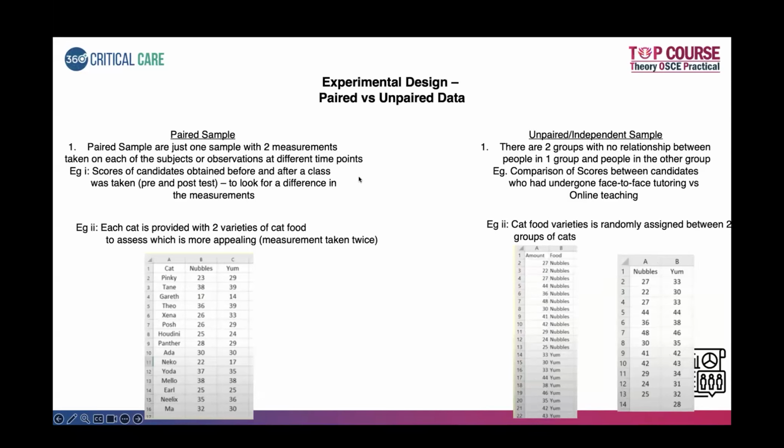So just to summarize, paired data: one sample, two measurements. In unpaired data or independent samples, there are two groups. The samples in these two groups have no relationship between each other. So that is the important thing to look into. And the last one is the number of variables you are looking into, one variable, two variables, or more variables, because the testing will change accordingly.